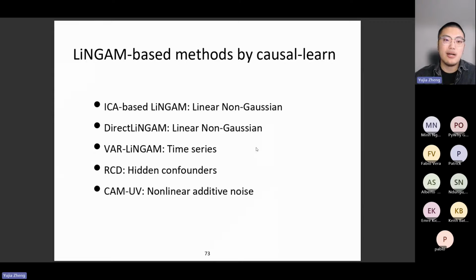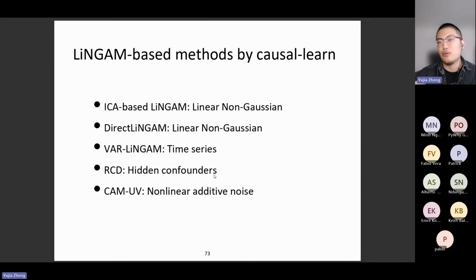And of course, there are other types of LiNGAM. For example, DirectLiNGAM is a regression-based LiNGAM for linear non-Gaussian data, and also VAR-LiNGAM, which we can use to deal with time series, and also RCD for hidden confounders, and also CAM-UV for nonlinear additive noise. All these methods were developed by Shohei Shimizu's group.